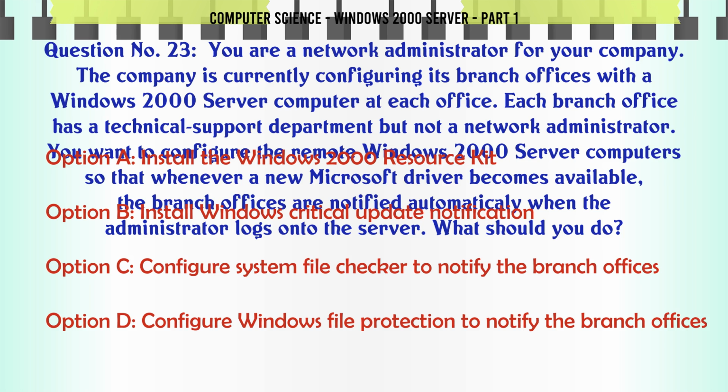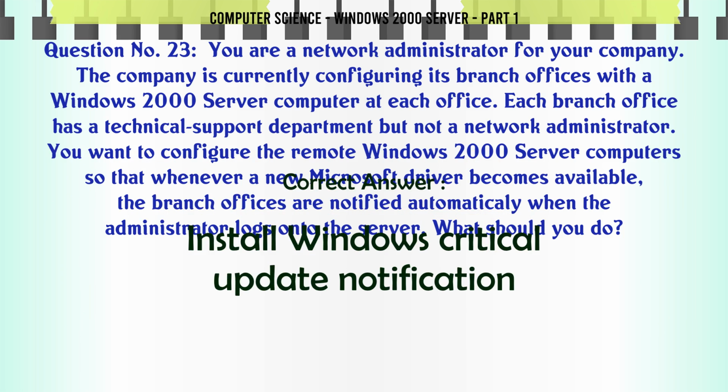What should you do? A. Install the Windows 2000 Resource Kit. B. Install Windows Critical Update Notification. C. Configure System File Checker to notify the branch offices. D. Configure Windows File Protection to notify the branch offices. The correct answer is: install Windows Critical Update Notification.